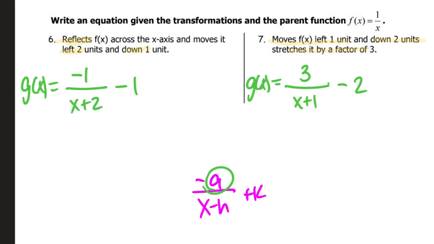So there are transformations. The a is vertical stretch or compression, the negative is a reflection, the h is left or right, and the k is up or down.